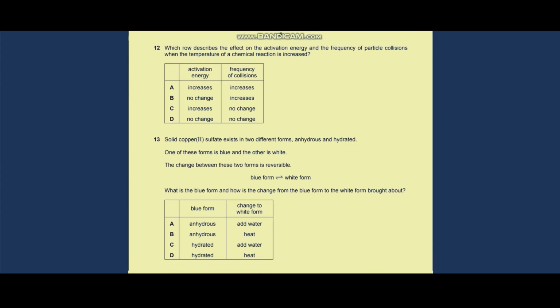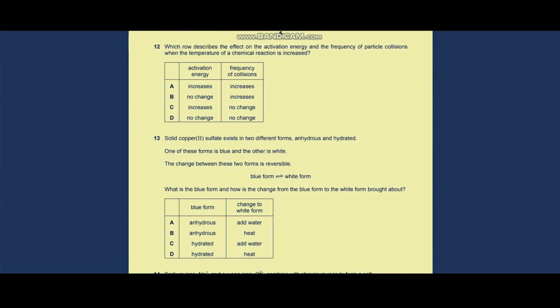Which option describes the effect on the activation energy and the frequency of the particle collision when the temperature of a chemical reaction is increased? When you increase the temperature, obviously the activation energy increases for each molecule. So this can be the answer. Frequency of collision also increases. A is the correct. Next question.